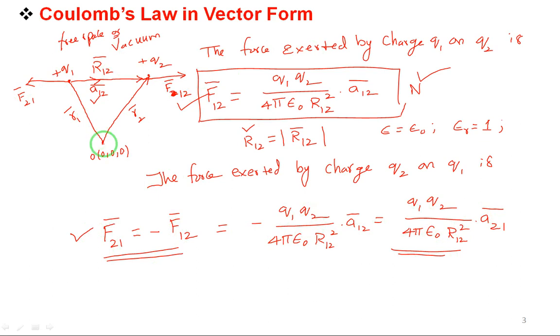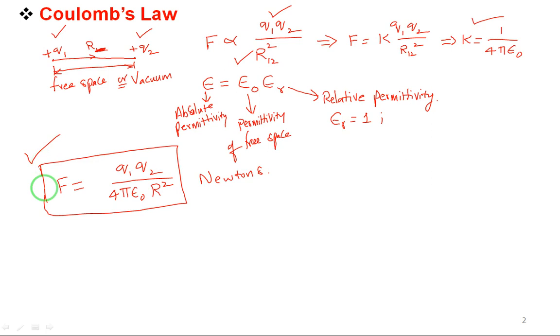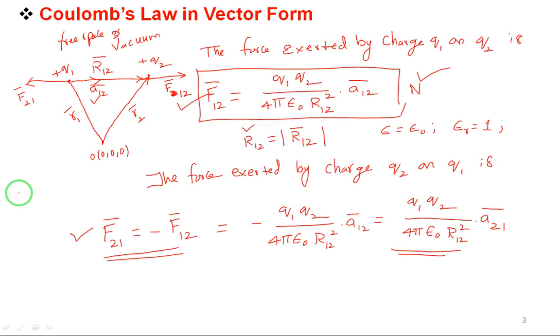We have taken the help of the position vectors and the distance vector in order to define Coulomb's law in vector form here. In the previous part we just gave the definition, and we did not make use of directions or vectors. So this is Coulomb's law in vector form.